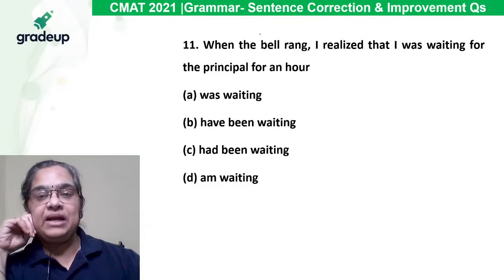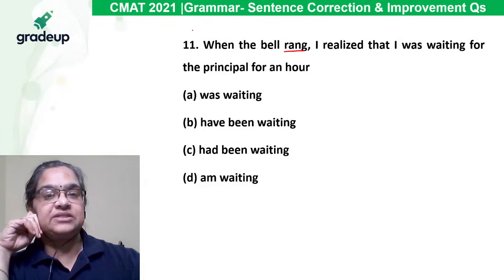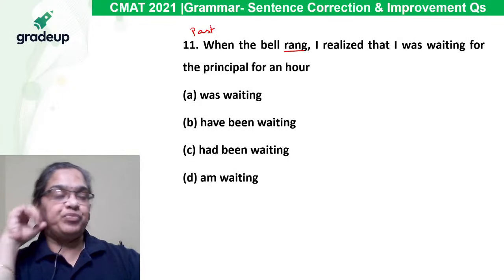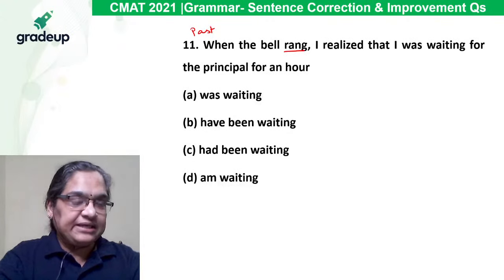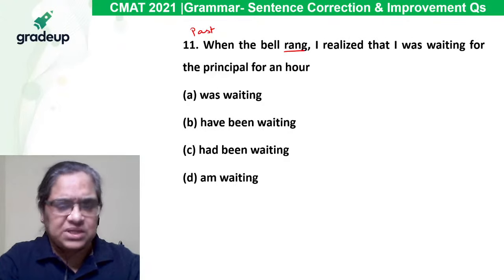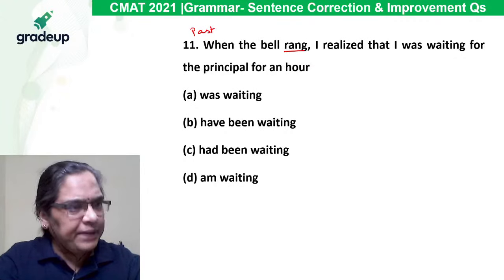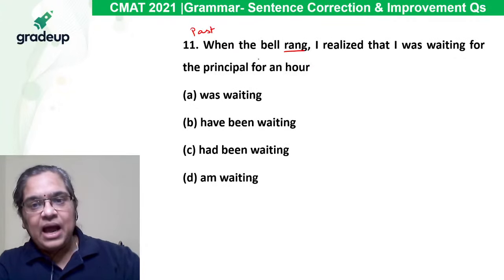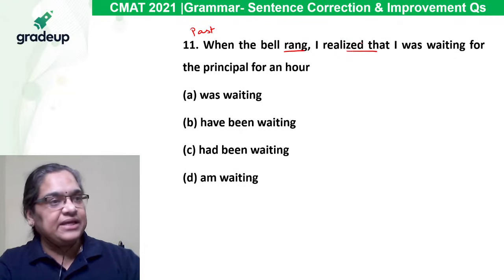First, when the bell rang shows that it's past. Remember, fix the time of the sentence and all the verbs should be in the same time frame, different forms. Past tense has 4 forms, it could be any form. So when the bell rang, I realized that, ye theek hai.